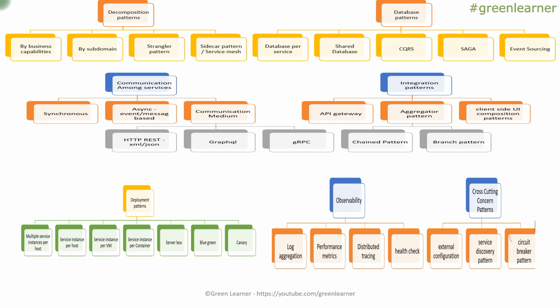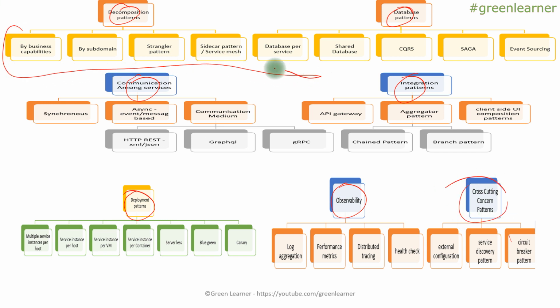So these are just the microservices patterns: decomposition pattern, database pattern, communication among services, integration patterns, deployment patterns, observability, and cross-cutting patterns. And we just finished this part. Next, after covering the summary, we are going to take care of the database pattern. Don't get me wrong, I have prepared this slide just to put things together, right? So you don't have to remember it, because you are not preparing for some academic exam.